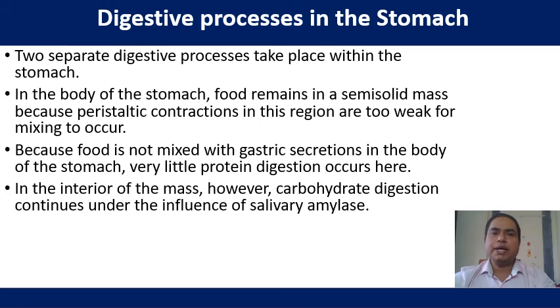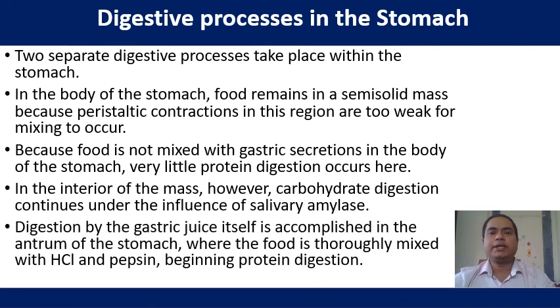The digestion by the gastric juice itself is accomplished in the antrum of the stomach, where the food is thoroughly mixed with the HCl and the pepsin, beginning protein digestion.